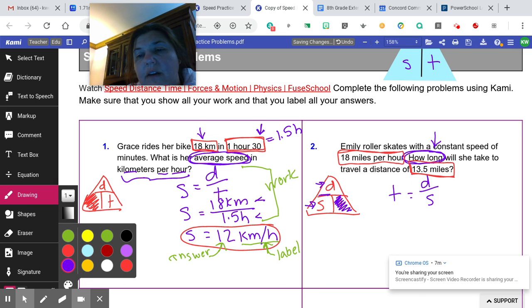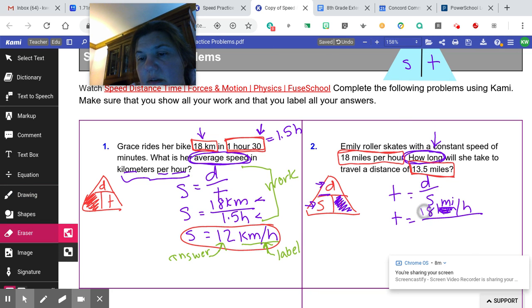Now we go ahead and plug in our numbers. Time is equal to 18 miles per hour. This one's miles, I'm sorry. I just started doing this one backwards.